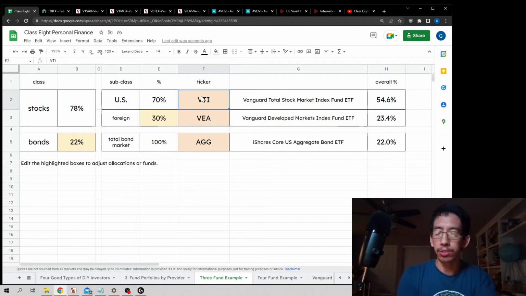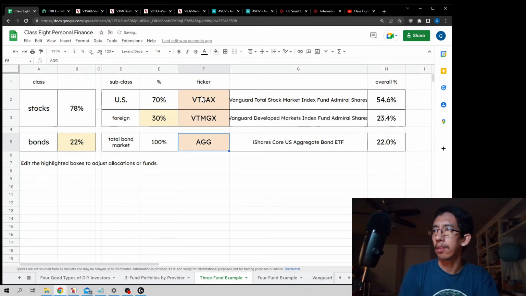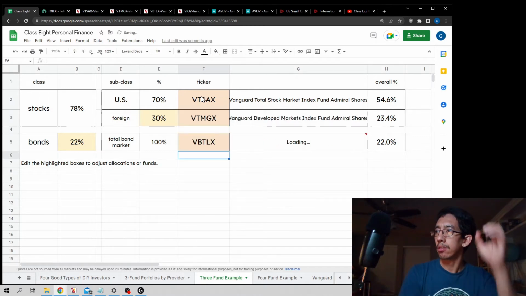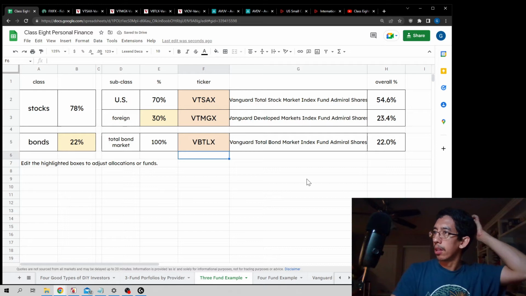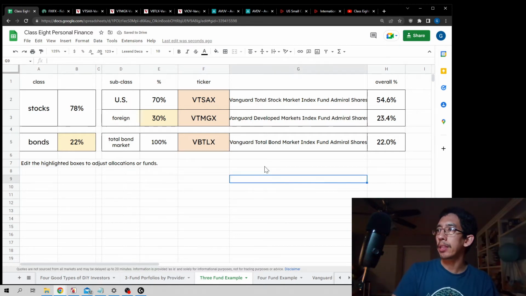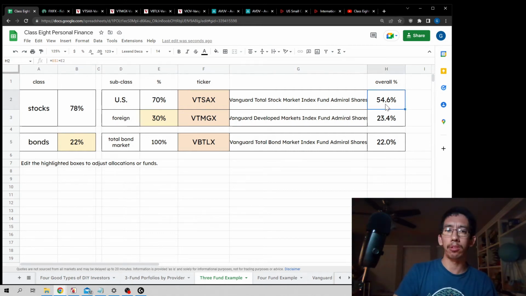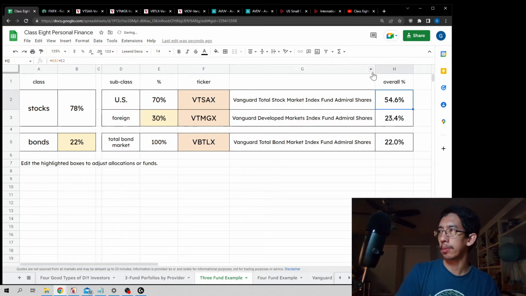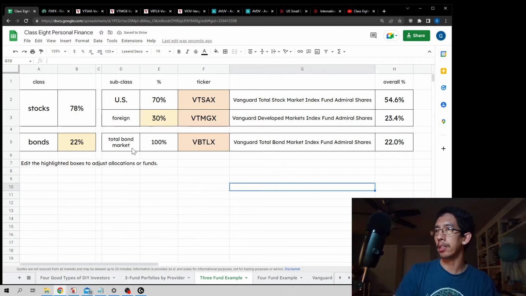Let's go ahead and put our tickers in here: VTSAX, VTMGX, and VBTLX. That'll work. And so by doing this, if you do the math yourself, basically 0.78 times 0.70 equals 0.546, and you convert that to 54.6%, and so on. Let me explain this a little bit.